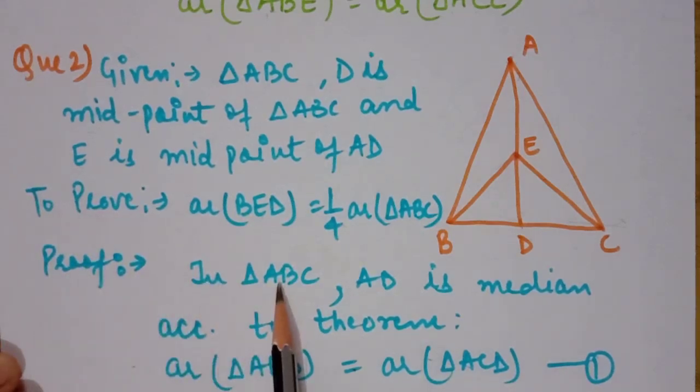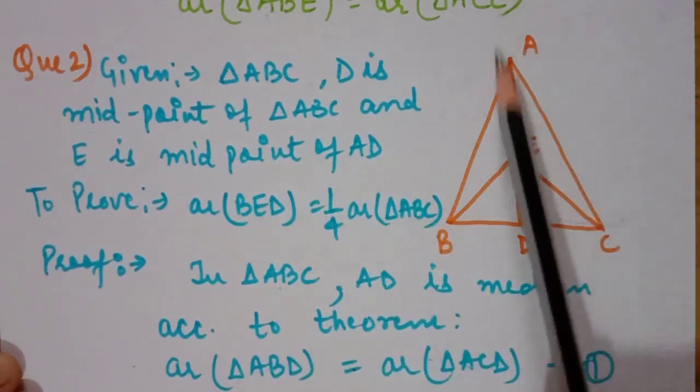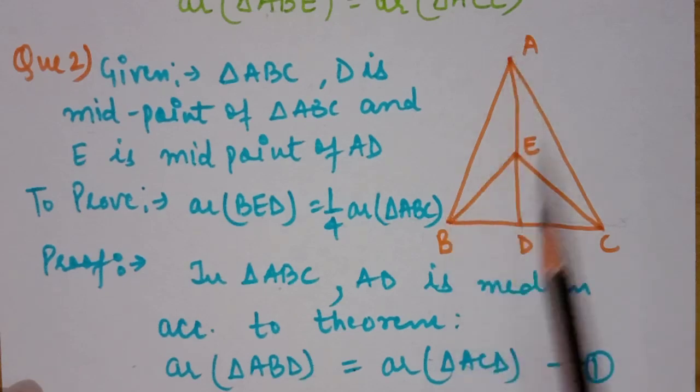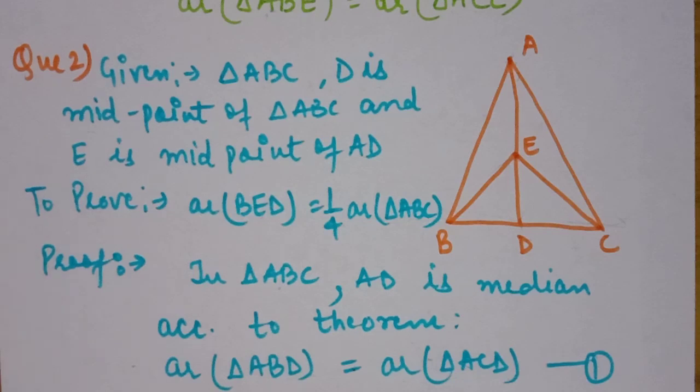In triangle ABC, AD is median. According to the theorem, which theorem? That a median of a triangle divides it into two triangles of equal area. So according to the theorem, area of ABD is equal to area of ACD. In the previous question, I already told one line which was not necessary for that question, but I told you because I wanted to explain it to you. That line is used here.